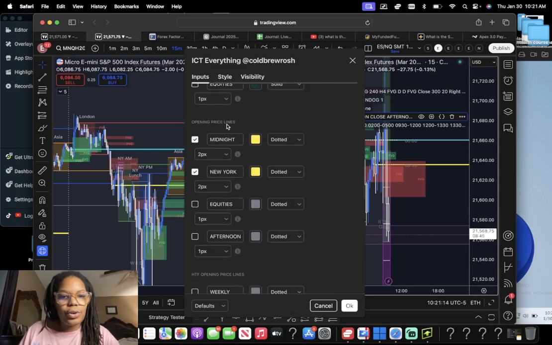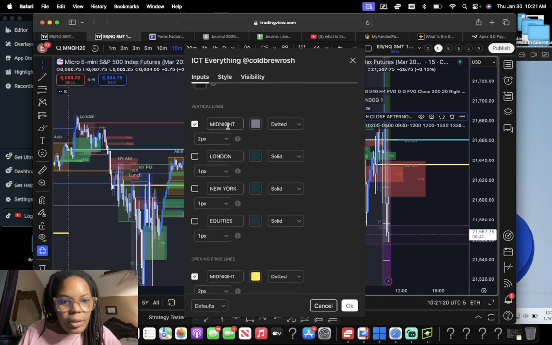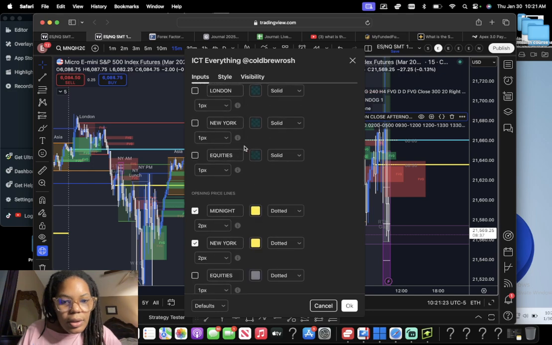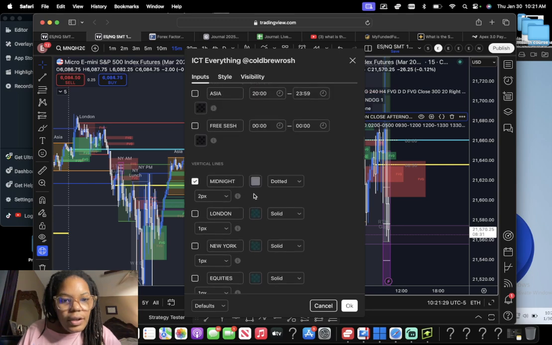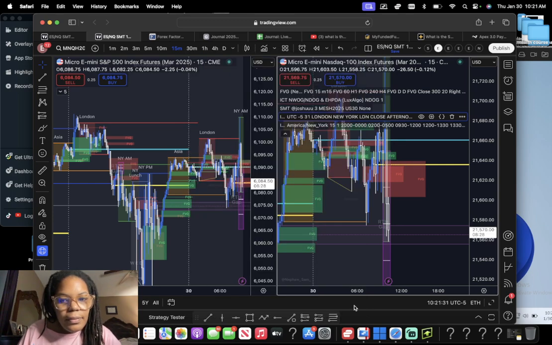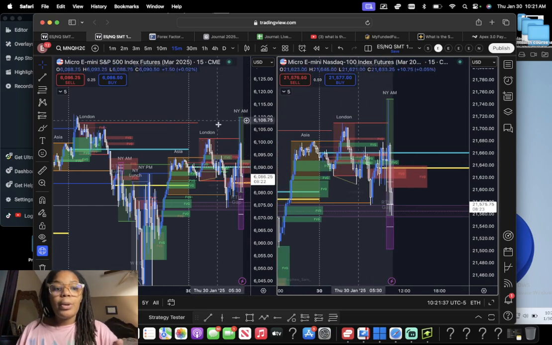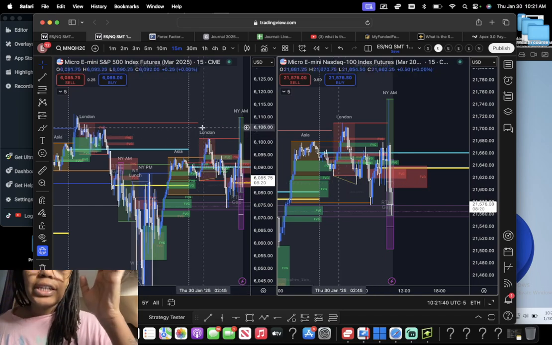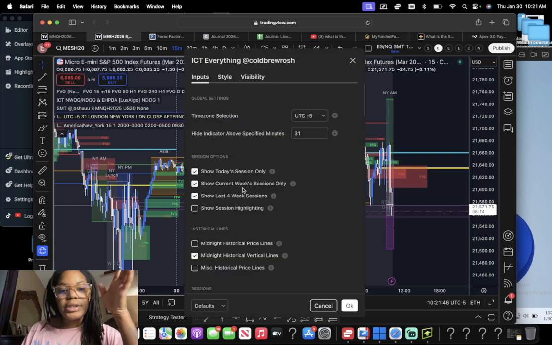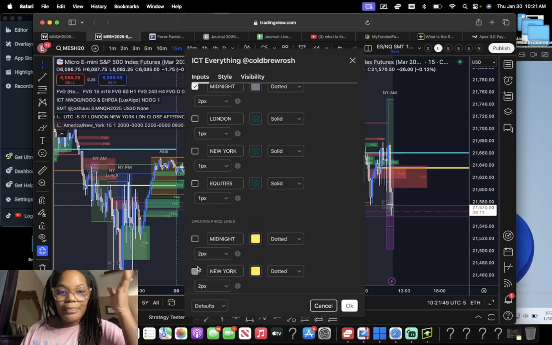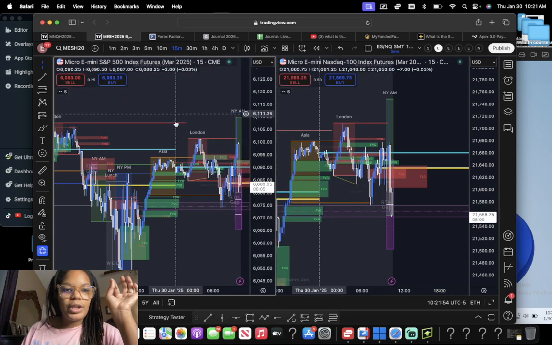I can take off the vertical lines. Where are they? I technically can take these off and just leave the vertical line, because now I have the midnight with my ICT kill zones. But when I had ICT kill zones, I had to add the ICT everything indicator, because it didn't have the midnight open and the 8:30 open.